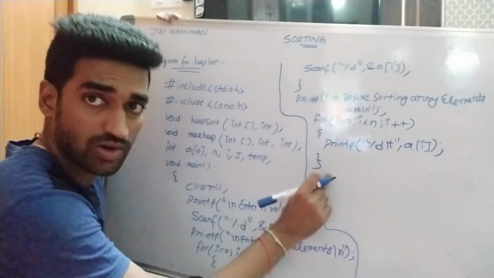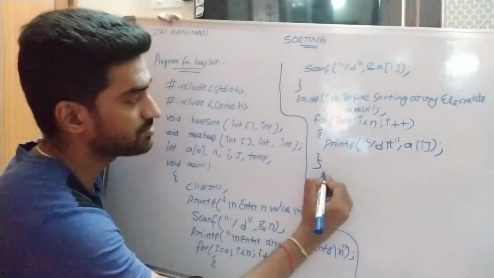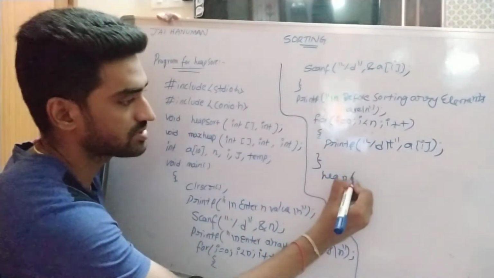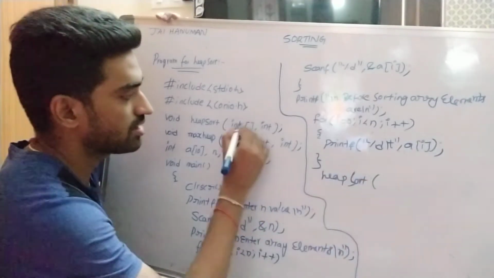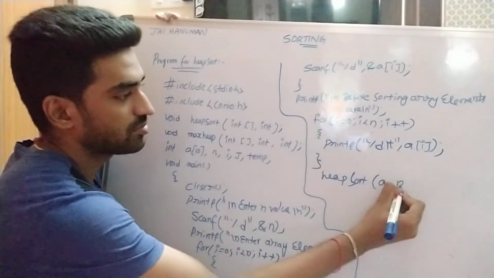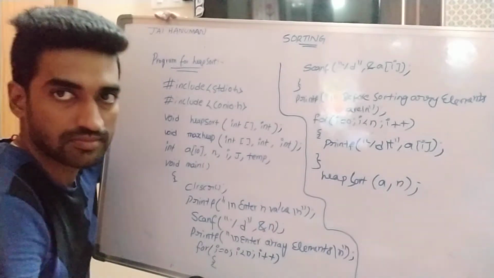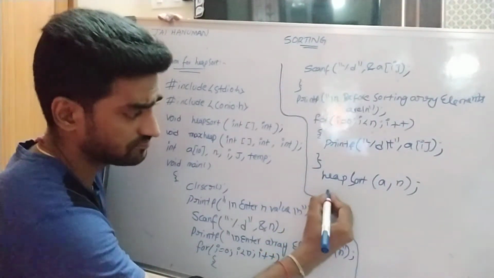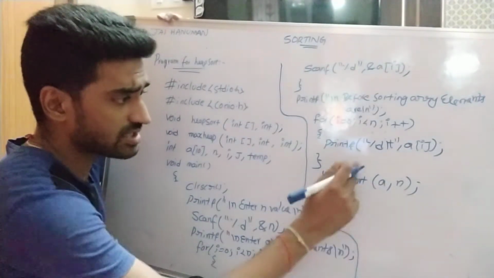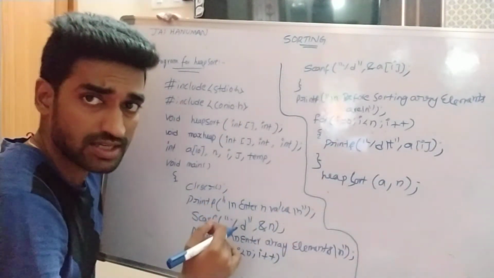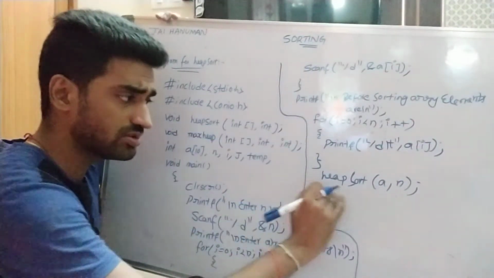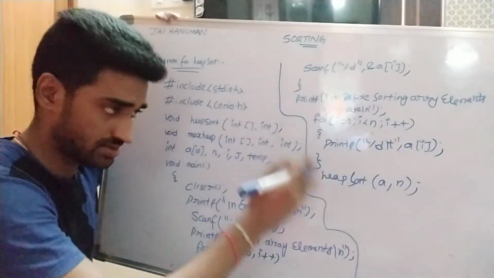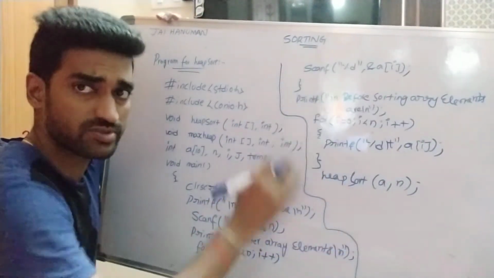Here I am calling one more function, the heapsort function, along with its arguments. Heapsort: the array name is a, and the number of elements in the array is n. After calling this function, the actual procedure is executed in the function definition of heapsort. Then the control will be passed to the next statement. After completion of the entire process, all the elements are sorted. Those sorted elements are printed with the help of the same loop.